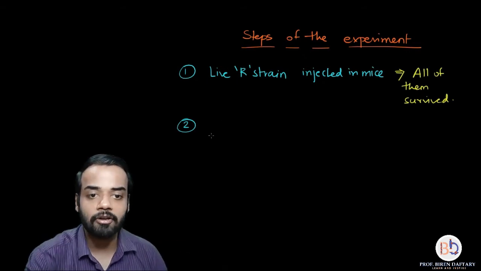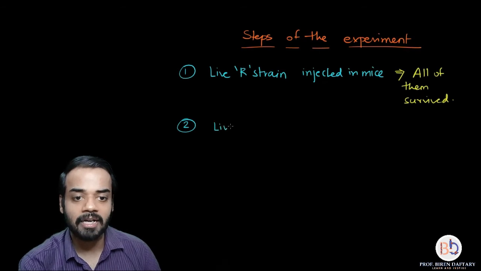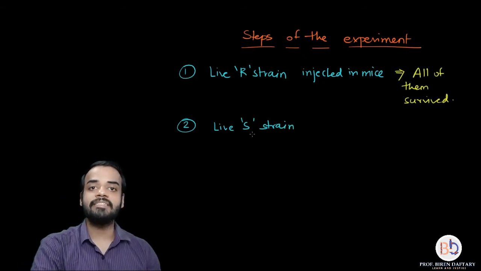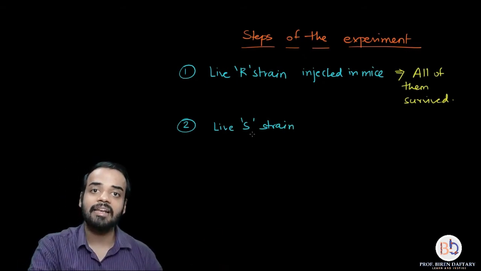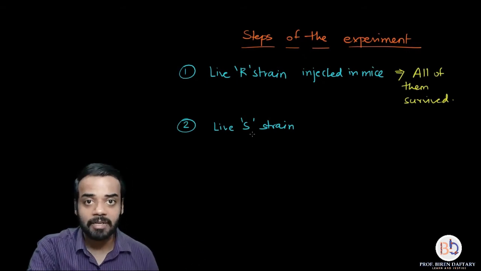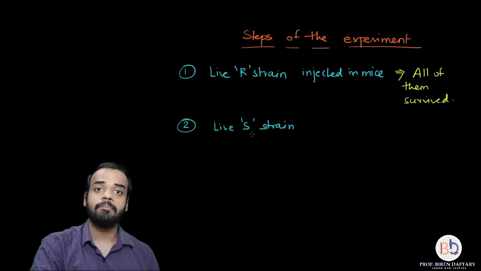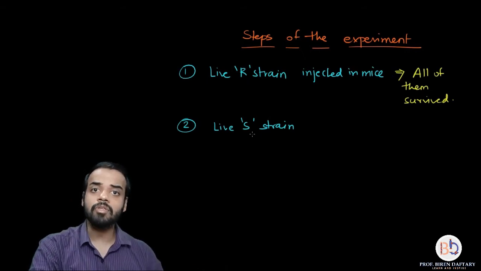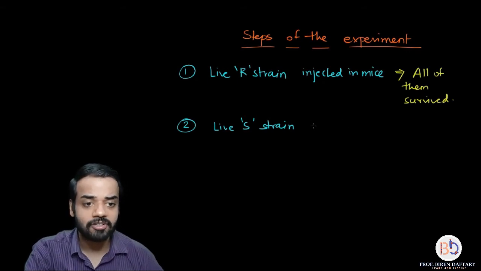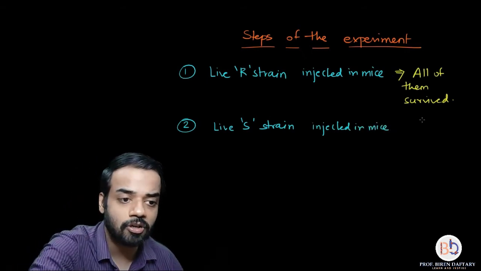So a new set of mice, and into these mice he injects a live S strain. So what would have happened? What do you think? When Griffith injected the live S strain, obviously it caused pneumonia inside the mice, and because of the pneumonia, later on all the mice died. So live S strain injected in mice. So what is the result of that?